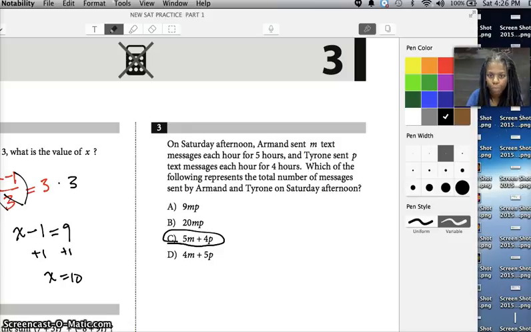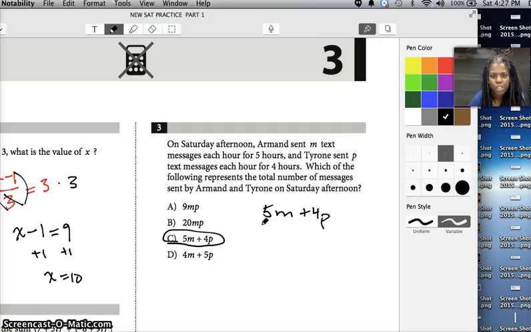So if that were like 3 text messages each hour for 5 hours, then that would be 5 times 3. So in this case, we don't know what m is, so we know that that's going to be 5m. And then similarly, Tyrone sends p text messages each hour for 4 hours apiece. So every hour he sends p, that's going to be 4 times p. And we're just going to add that up and get 4p.